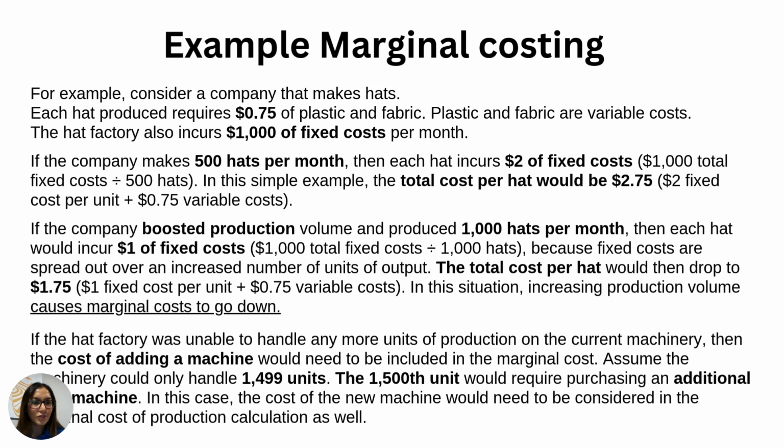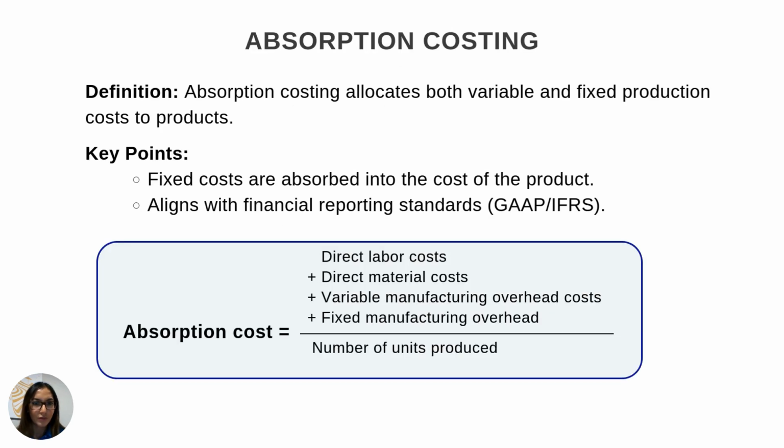I think the marginal costing concept is clear. Let's go now to the absorption costing. So absorption costing allocates both variable and fixed production costs of products. Key points are that fixed costs are absorbed into the cost of product.